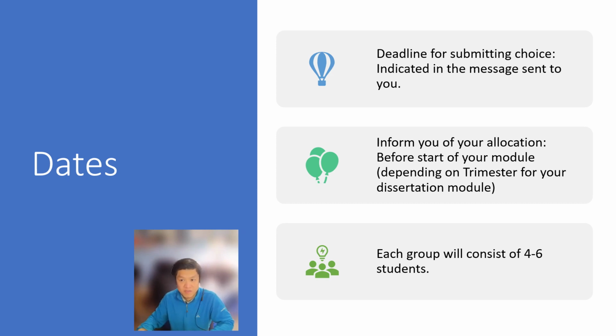After all of you have submitted your choices, we then spend some time attempting to allocate the project to students in groups of 4 to 6 students per group. We'll then inform you of your project and supervisor allocation before the start of your module. This will depend on the trimester on which your dissertation module starts. After which, you should contact all of the other students in your project group and nominate someone to email your supervisor for arranging your first meeting.